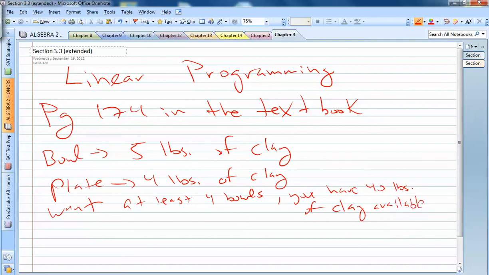So again, in this word problem, because I do realize that some of you might be watching this video at school and may not have a textbook at your disposal, you're going to make bowls and plates. A bowl requires 5 pounds of clay. A plate requires 4 pounds of clay. You want at least 4 bowls. You have 40 pounds of clay available.